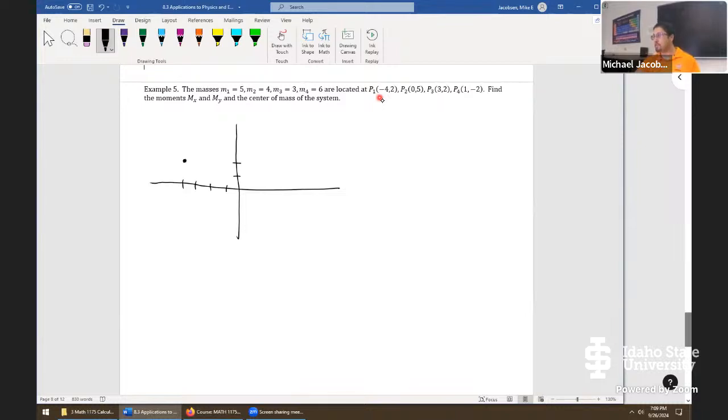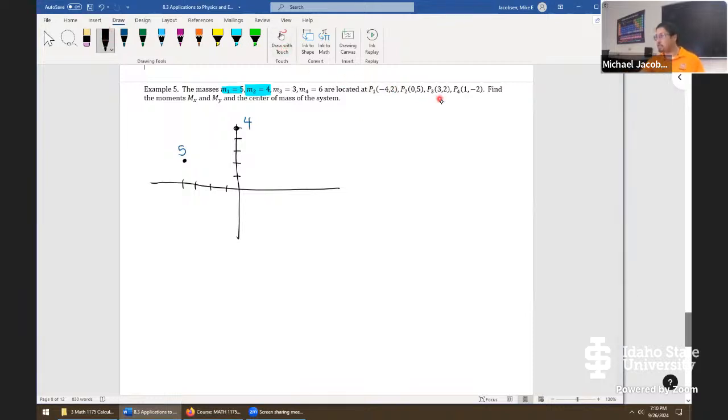Here's our first point, and at that point, we have mass M1 of 5. Then the next point is at (0, 5), with mass 4. On this axis, we have mass 2. Could say 4 kilograms if we want a different definite unit on there. I'll just draw the masses here so we don't have too much information.